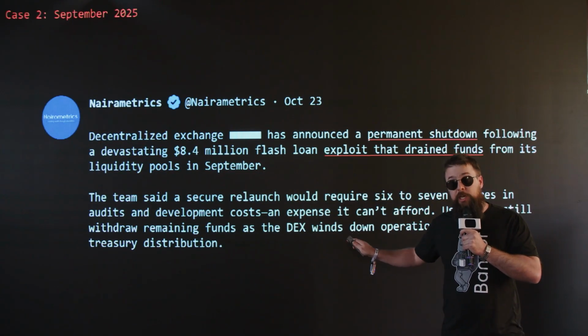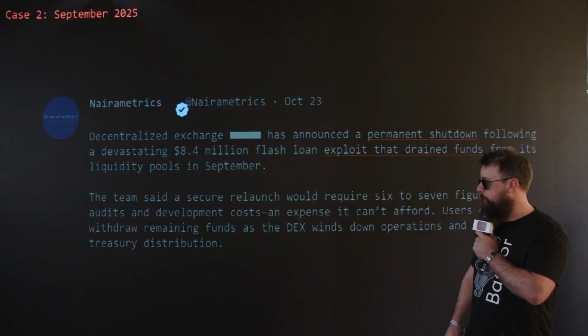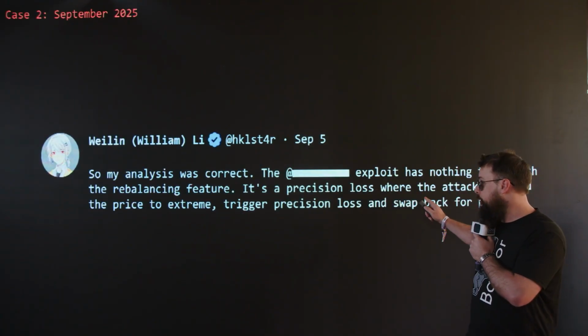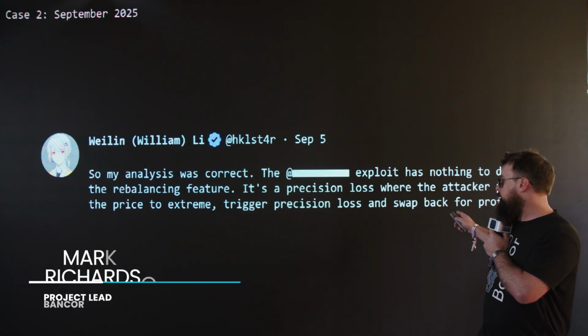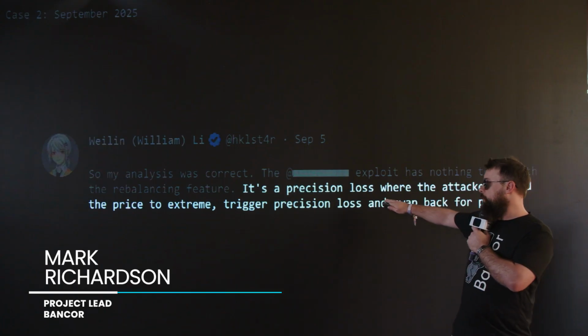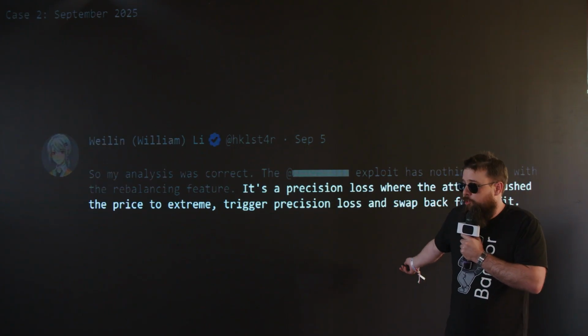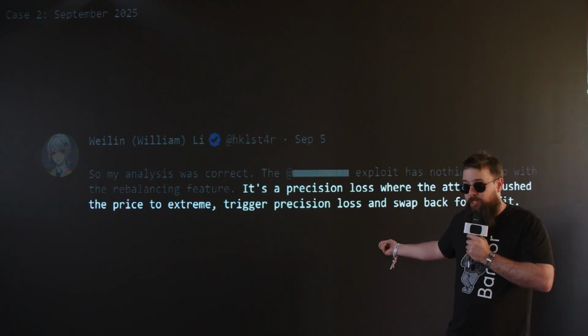And now that exchange is no more. That business is effectively dead. And again, under analysis, that particular exploit was a precision loss error. Okay, so there is a theme here. And these are just two examples from the last 2 months.